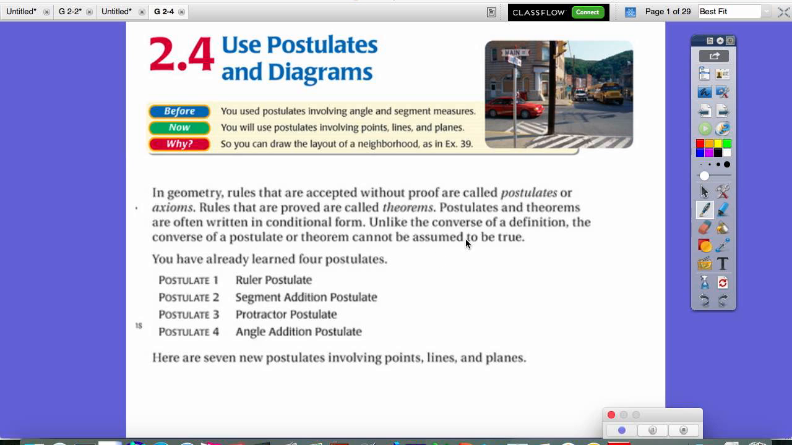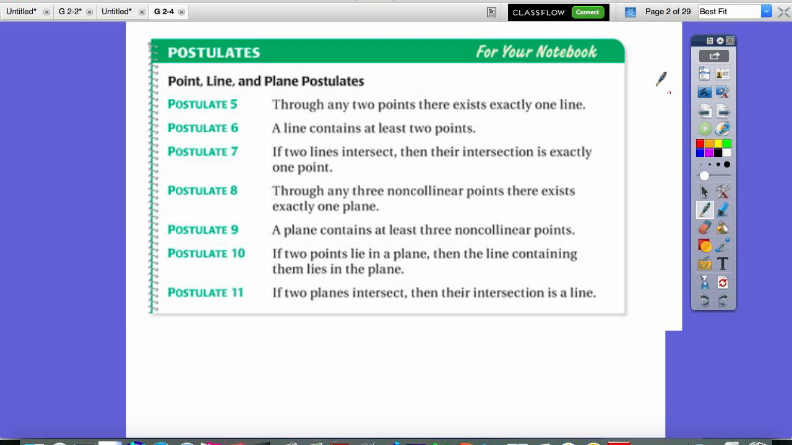So we've already learned 4 postulates in this class: the ruler postulate and the protractor postulate, which we won't really use much. We just use them to illustrate the idea that if I give you a ruler or a protractor, you assume them to be correct measuring tools. And then we learned the segment addition postulate and the angle addition postulate. We're going to learn a number of new postulates.